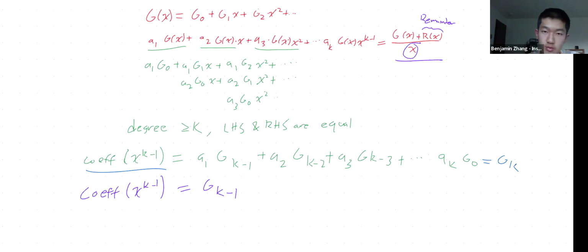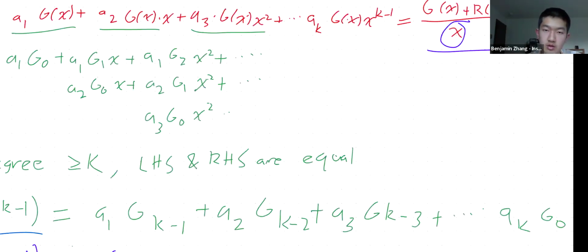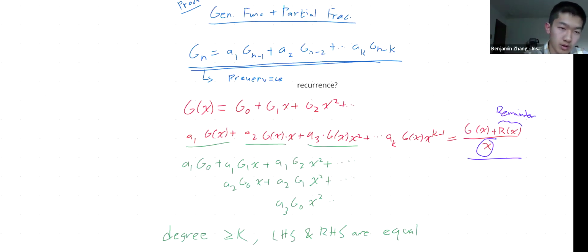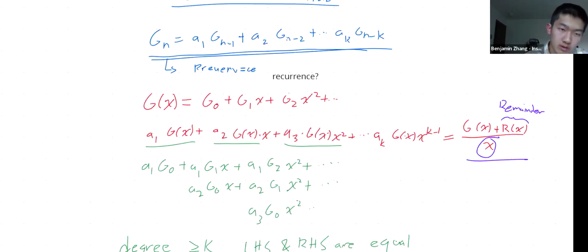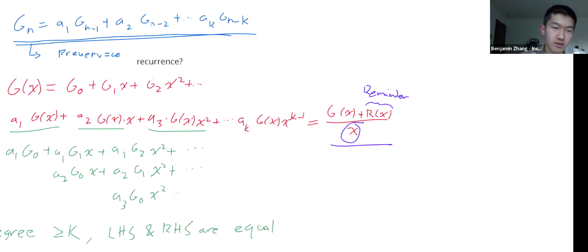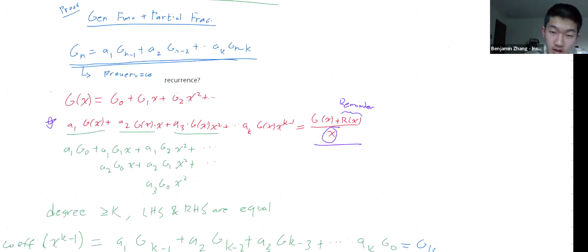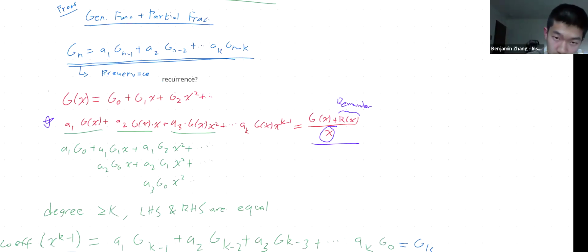So this is just a quick sketch of why these two things are equal. This is the important part now. So this line. Okay. Now from here, what we can say is that if you move this x over here, and you subtract g of x from both sides, what you get is that g of x is equal to this polynomial r of x over a to the k.